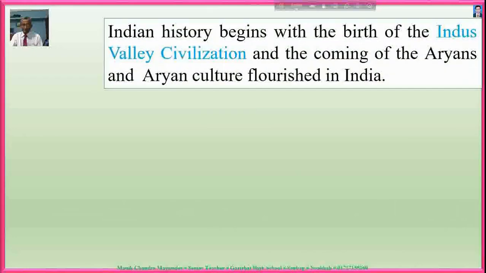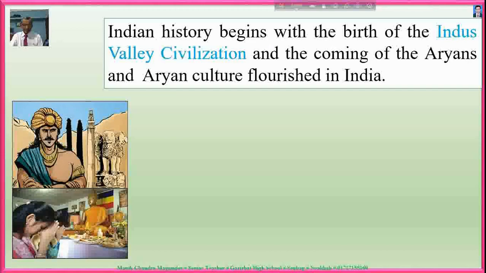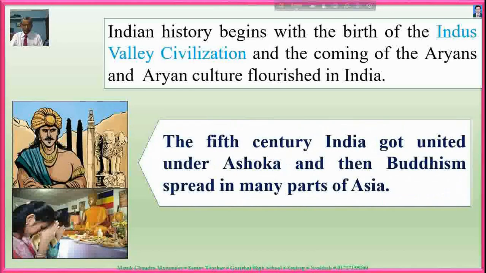From this para, we get some information that Indian history begins with the birth of Indus Valley civilization and the coming of the Arya. In this time, Arya culture flourished in India. Here in the picture we can see Ashoka. In 5th century, India got united under Ashoka and Buddhism spread in many parts of Asia, including India.